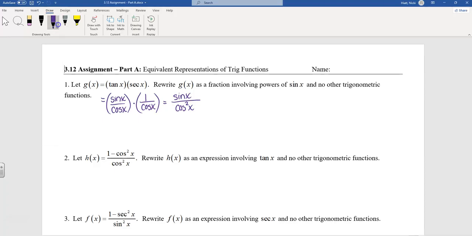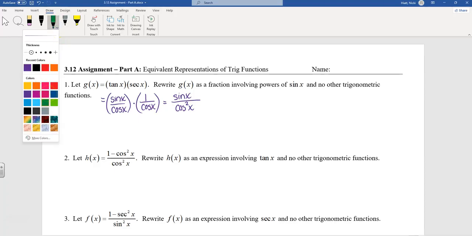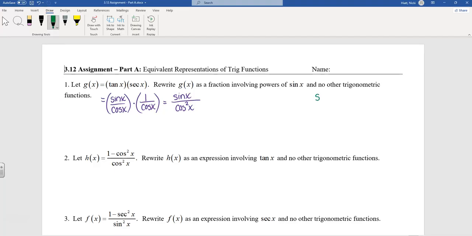The key to this one comes from the Pythagorean identity, right? I know that sine squared x plus cosine squared x equals 1. That is the Pythagorean identity. We're all going to have it memorized Wednesday. We're going to write it down. We're going to get 100 on a quiz, right?